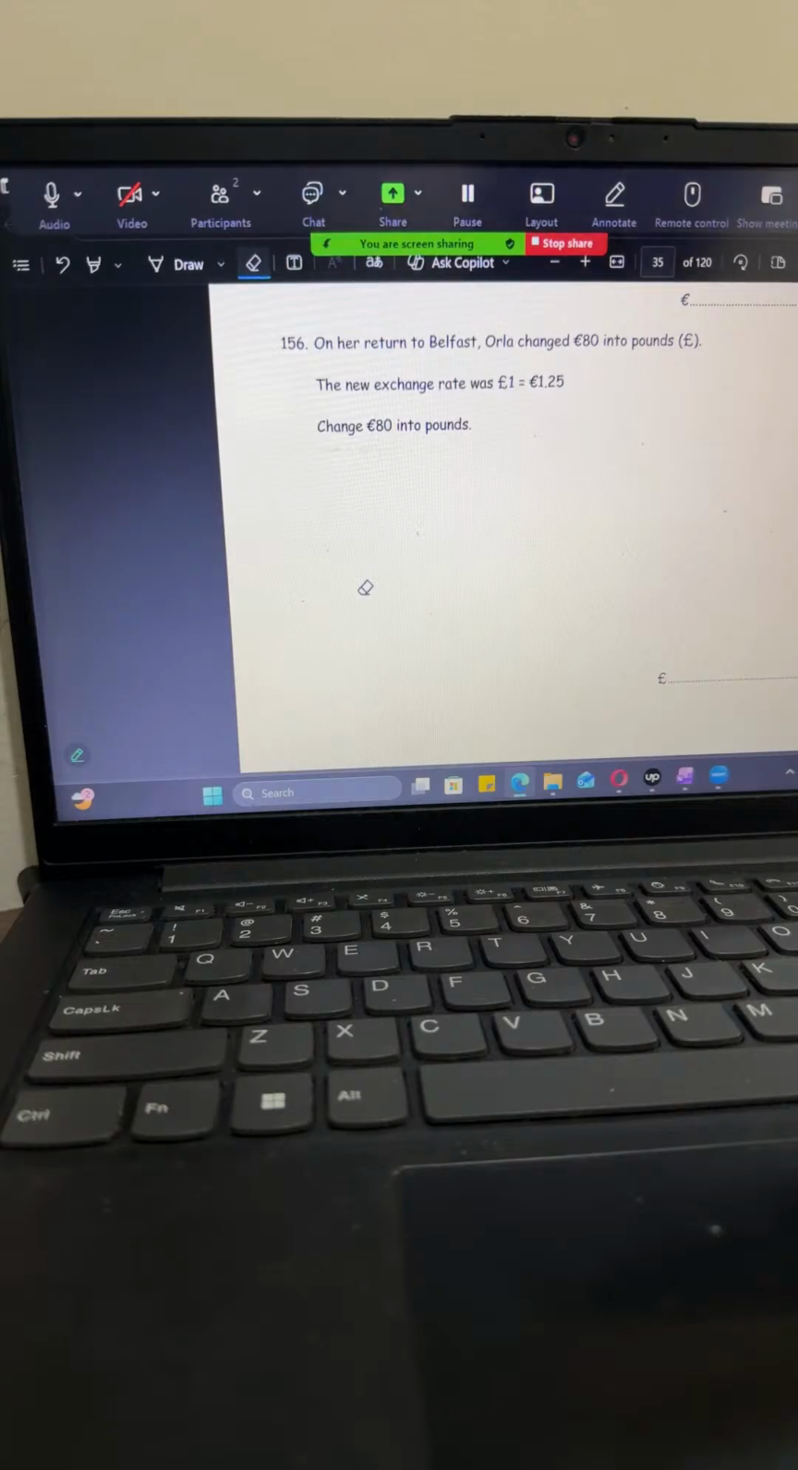On her return to Belfast, Ola changed €80 into pounds. The new exchange rate was £1 equals 1.25 euros. Change €80 into pounds. I think you can do this one yourself. Go ahead, give it a try.